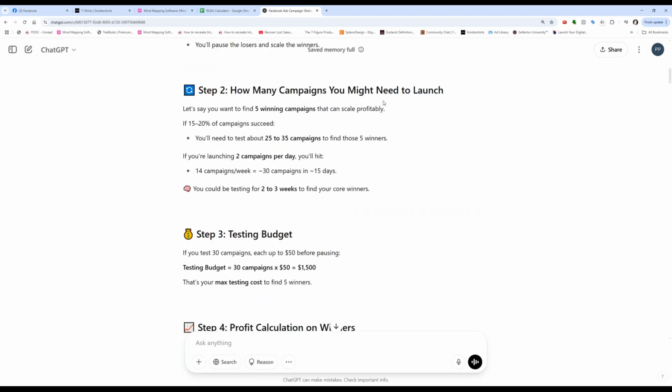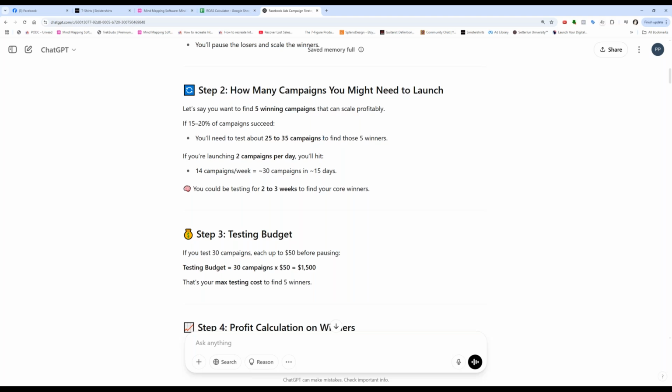Step 2, how many campaigns you might need to launch. Let's say you want to find 5 winning campaigns that can scale profitably. I didn't say this. They're coming up with this, right? If 15 to 20% succeed, you'll need to test 25 to 35 campaigns to find those 5 winners. That right there is mindset. That puts me in the mindset of, all right, I'm going to launch 2. If they don't work, I'm not going to quit. I'm going to keep going because I know I have to launch 25 to 35 to find my 5 winners. Those 5 winners could come right away. Those 5 winners could come at the end of all my testing.